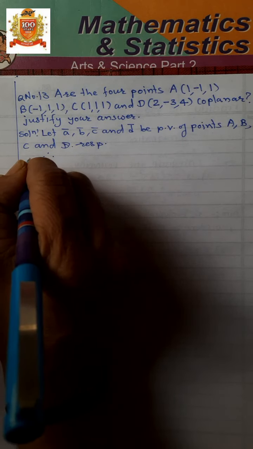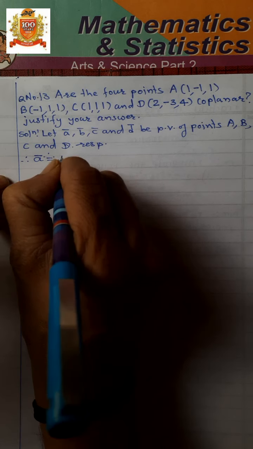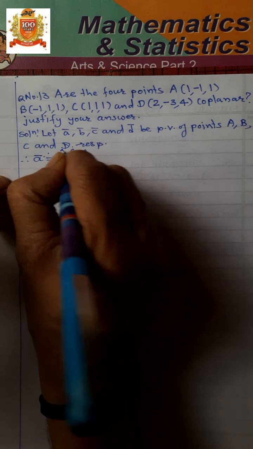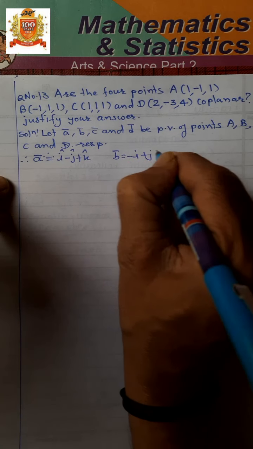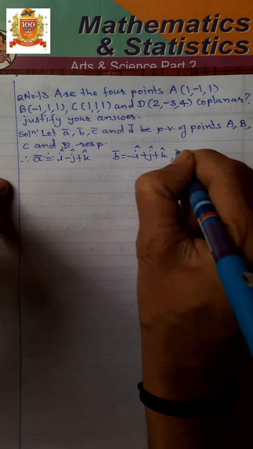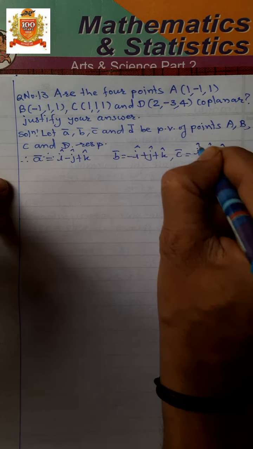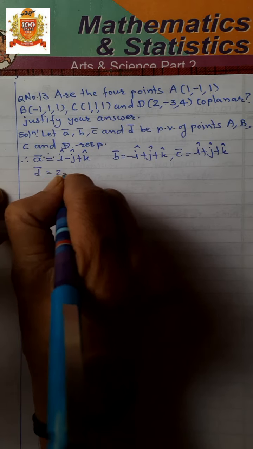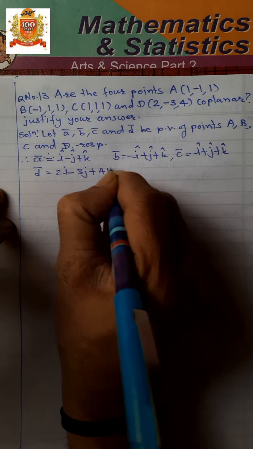Therefore, A bar is equal to i minus j plus k. B bar is equal to minus i plus j plus k. C bar is equal to i plus j plus k. And D bar is equal to 2i minus 3j plus 4k, isn't it?